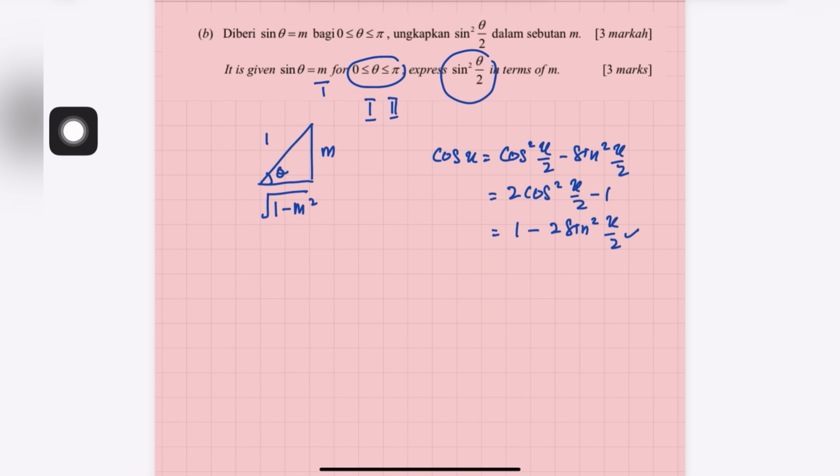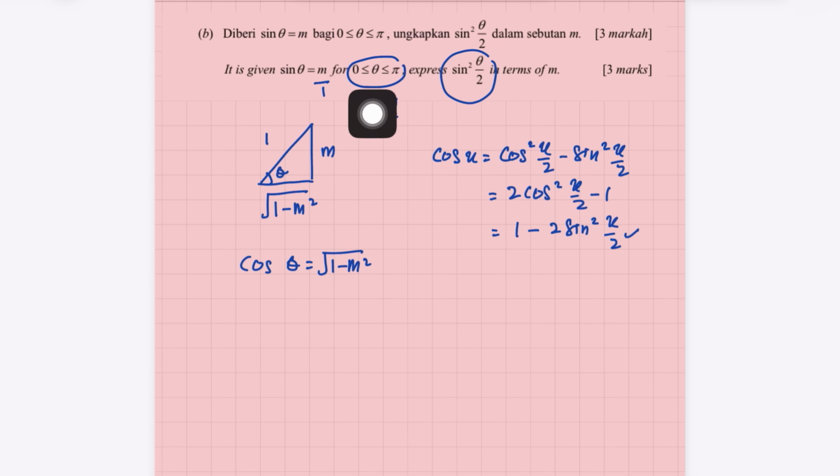Okay, so daripada diagram ni, kita ada cos theta. Cos theta is adjacent over hypotenuse, which equals square root of 1 minus M squared over 1. Tak payah tulis lah, over 1. Okay, so kita nak cari sine squared, so kita boleh gunakan formula nombor 3. Cos theta equals to 1 minus 2 sin squared theta over 2.